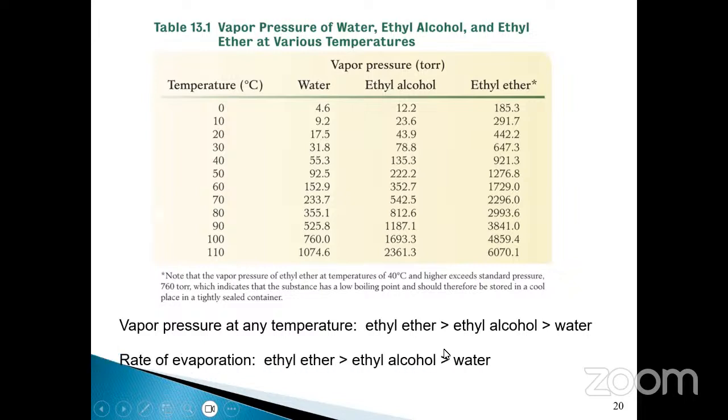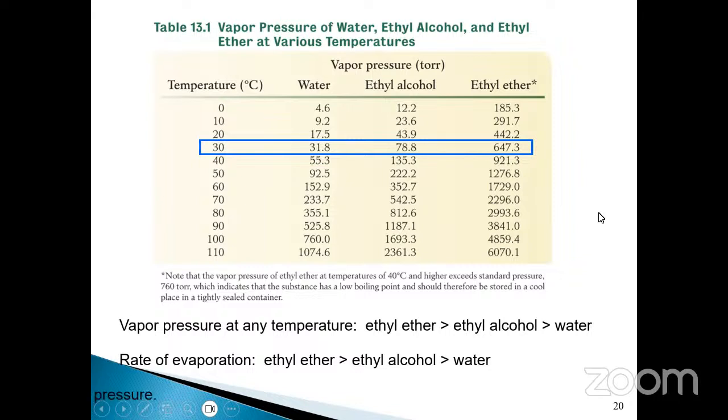And that's because this trend that you see here parallels the rate of evaporation, right? So basically what you see is that the greater the rate of evaporation of a substance, the greater would be the vapor pressure exerted by that substance, all right? And that is seen, for example, at 30 degrees, where we have these numbers right here for each of these substances, all right?